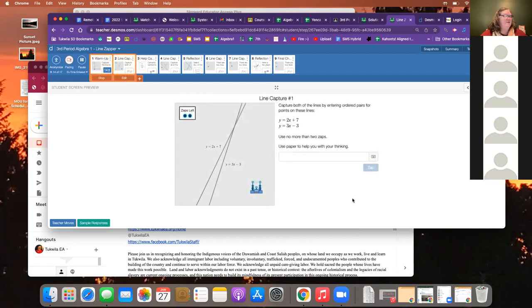Slide 2 is called line capture. We're going to try to capture both of these lines by entering ordered pairs for points on these lines. Try to capture both lines using no more than 2 zaps. And again, as I answered to Asana, you're going to probably want some scratch paper to help with your thinking on this.